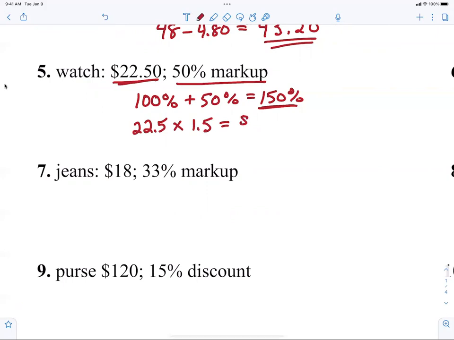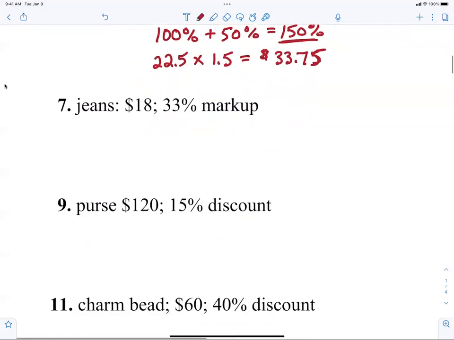$33.75. How much? $33.75. I'm totally good with that. Okay, so now over here, Aiden, we have a what? Markup. So what percent are we going to be doing? You would do 33 plus 100%, which is 133. That's right. So now put this down, 100 plus 33, 133%.